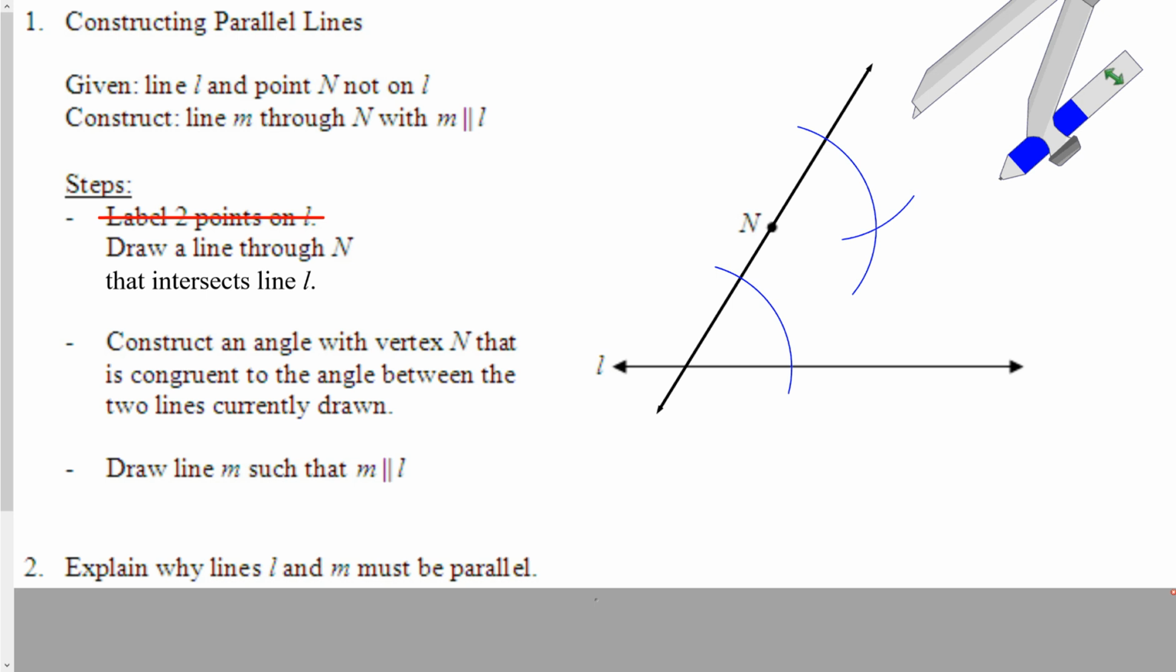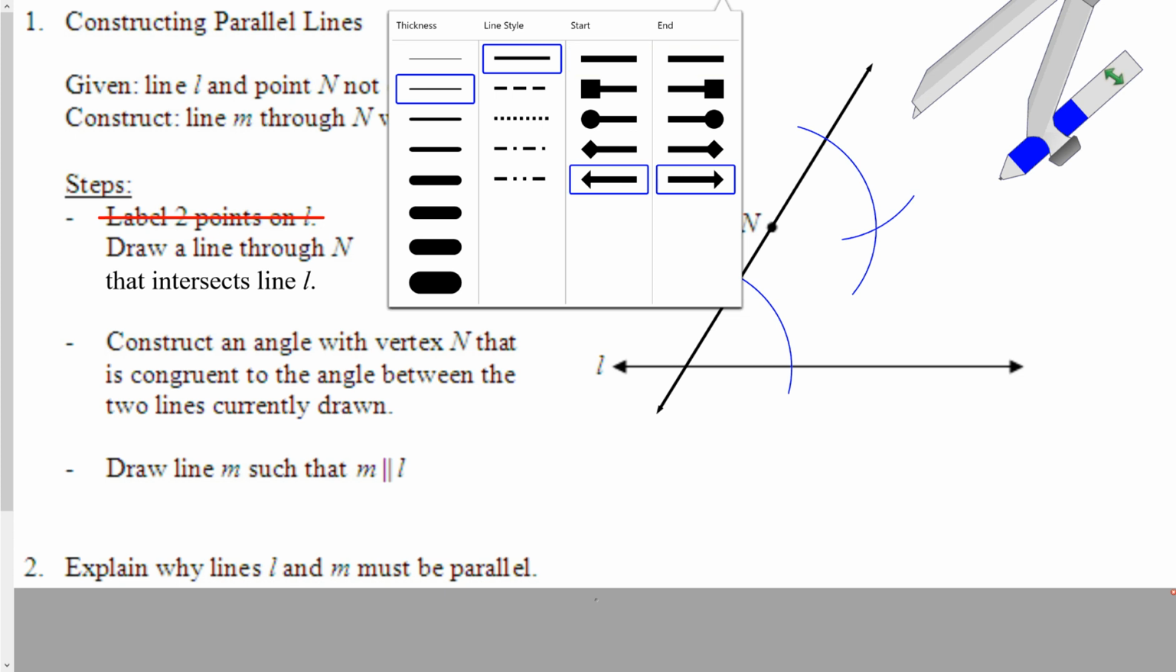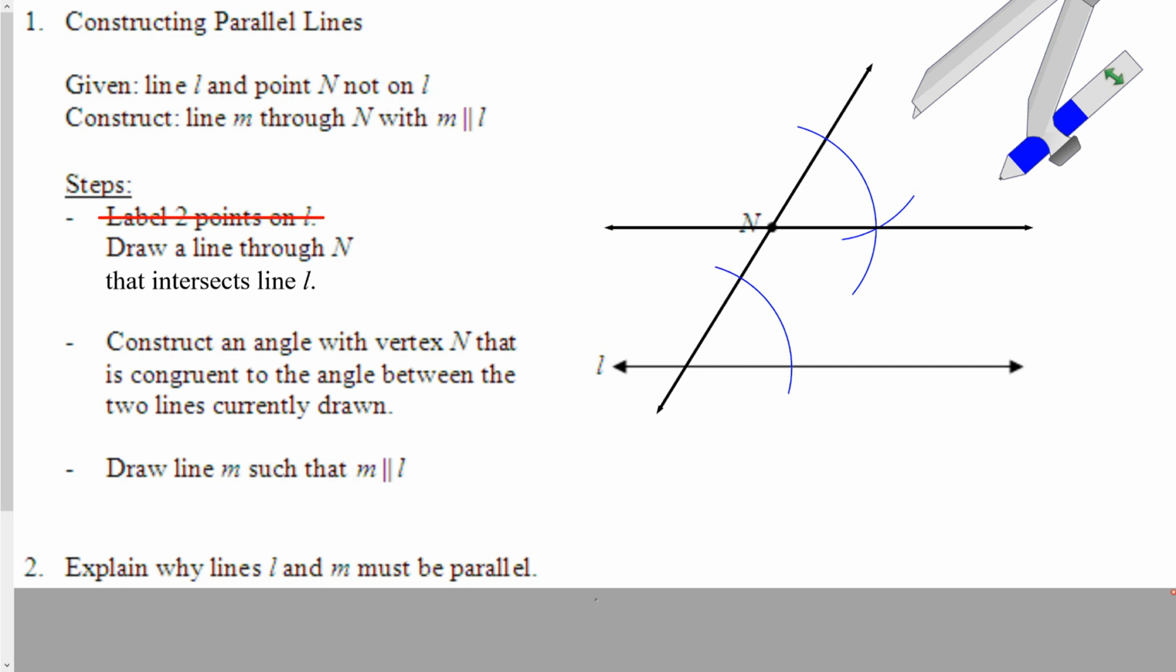So now, if we take our straight edge again, we should, if we connect the intersection of our two arcs and the original point N that we had on the line that we first drew, we should have a line that is parallel to the original line. In this case, we're naming that line line M. So really, constructing parallel lines is just using the construction that you already know for congruent angles.